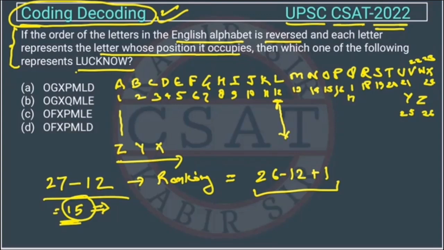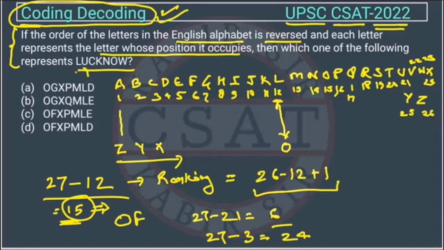So when we reverse it, the O will come here, right? Whatever way you feel is easy, you do it. Similarly we will find out for U. U is at position 21. So 27 minus 21 is equal to 6, right? At the 6th position we have F. Now we will check for C. C is at position 3. When we reverse it, which letter will be at position 3? 27 minus 3 is equal to 24. At 24 we have X, right?